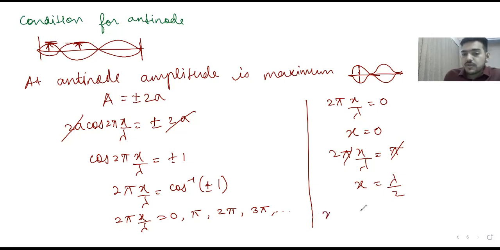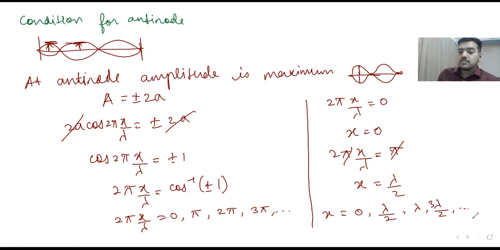So what will be the values of x? 0. Then we will get lambda by 2. Further, we will get lambda. Then again 3 lambda by 2, and so on. So similarly, we will get antinodes at these particular positions.